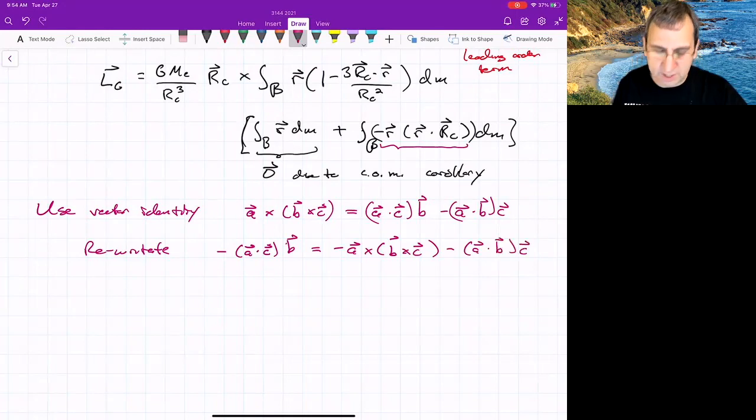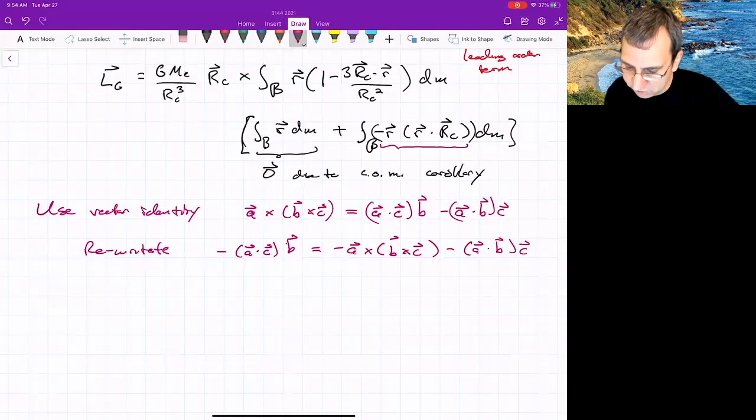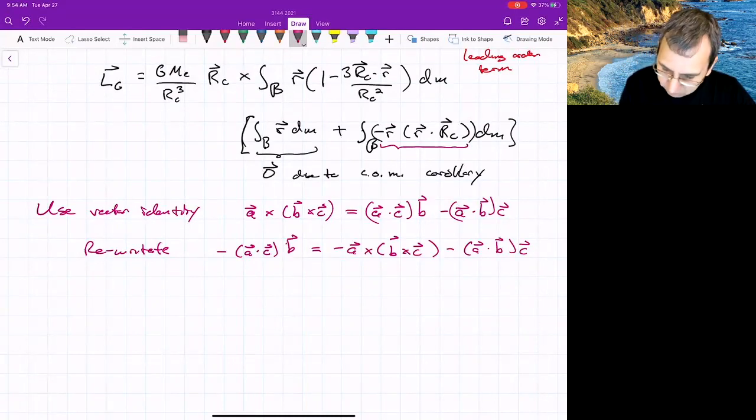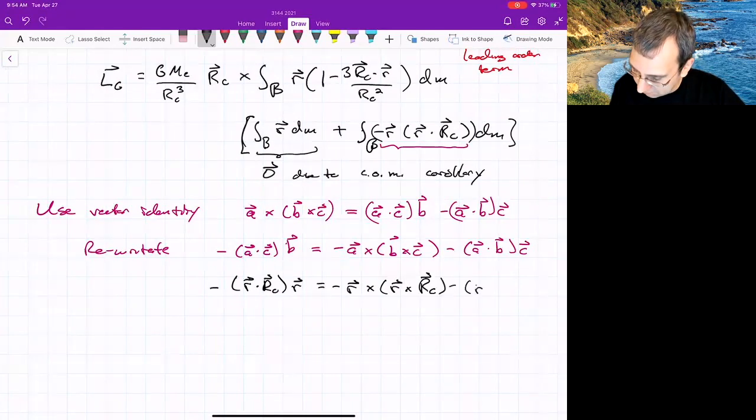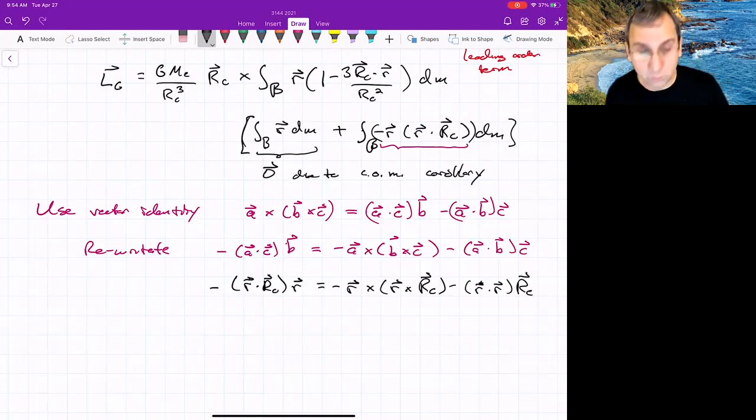So we're just rewriting this vector identity that you could look up, but then we'll use certain things for a, b, and c. So this will give us minus little r dotted with rc. That dot product times little r equals negative little r cross little r cross rc minus r dotted with rc. You might wonder, why are we doing this?